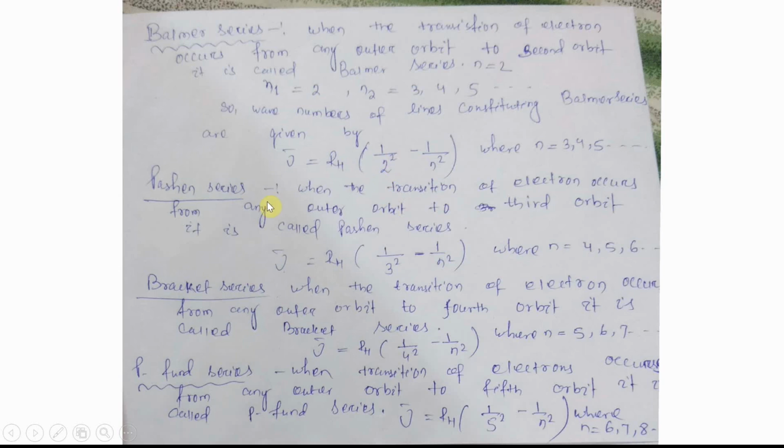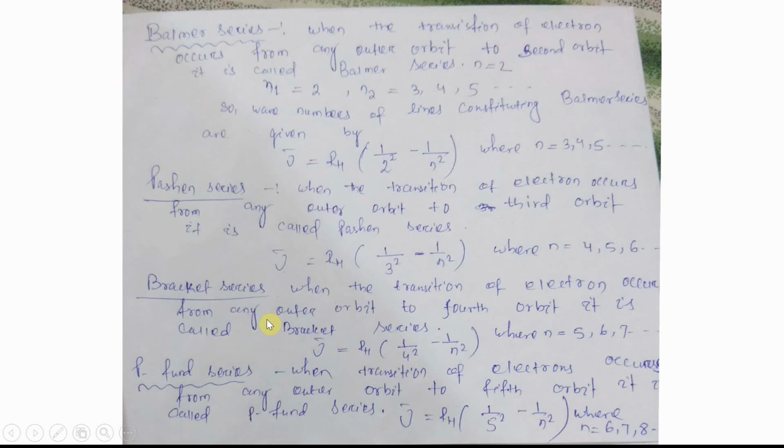Next come to the Paschen series. When the transition of electrons occurs from any outer orbit to the third orbit, that is called the Paschen series. That type of series spectra are known as the Paschen series. So the equation for the wave number is simply written: nu bar equal to RH whole into 1 by 3 square minus 1 by n square, where n equal to 4, 5, 6 onwards. That means the electrons can jump from 4 to the third orbit, 5 to the third orbit, and 6 to the third orbit also. And the series spectra we will obtain then are known as the Paschen series.